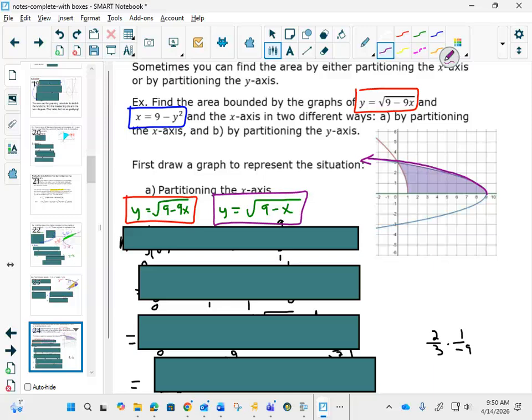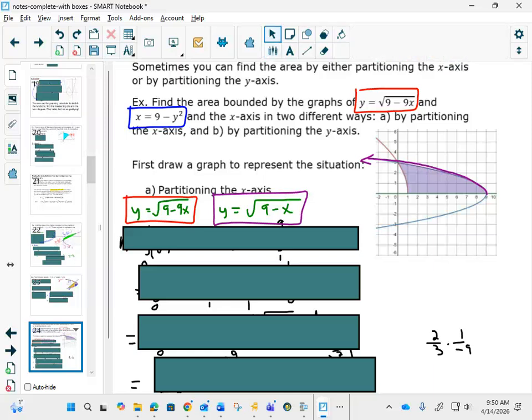Are we partitioning by the x-axis first or the y-axis? It says partitioning the x-axis first. So shouldn't we isolate for y? Oh, that's what we did. Shouldn't we isolate for y? Absolutely. It's early in the morning. But it feels weird when you say partitioning the x-axis and then you get your equations y equals, the variables switch on you like that. Can be common.